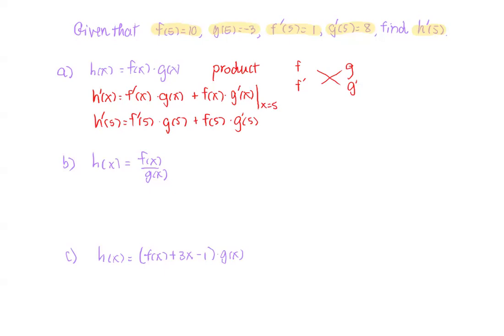F prime at 5 is given to be 1, g at 5 is negative 3, f at 5 is 10, g prime at 5 is 8. Therefore, we have 1 multiplied by negative 3, the first two terms multiplied, plus 10 times 8, which is negative 3 plus 80, and the number simplifies to 77.